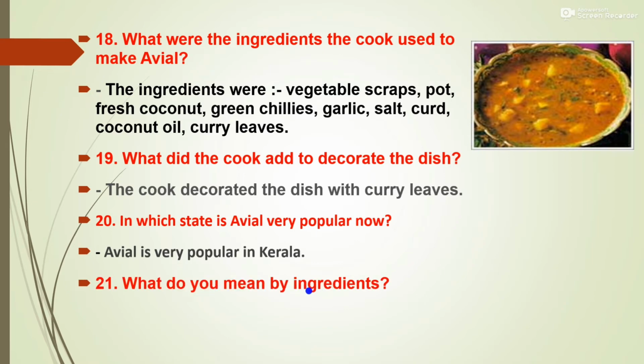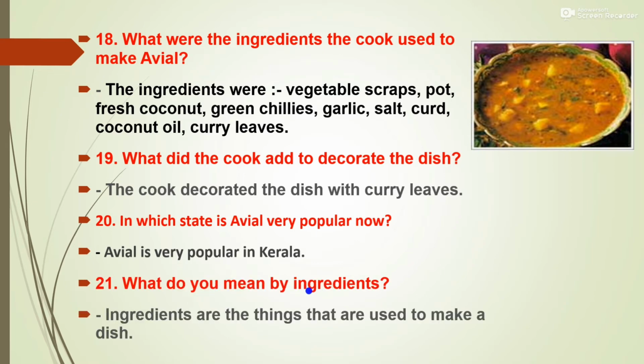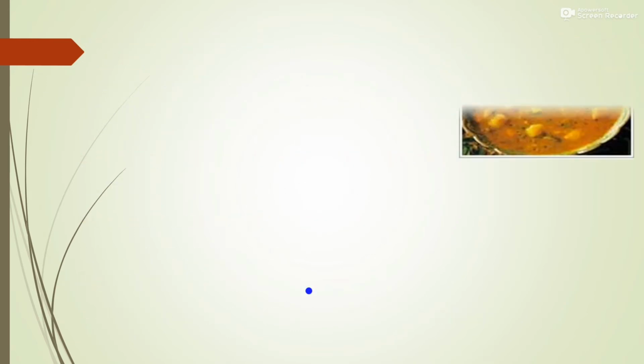What do you mean by ingredients? Ingredients are the things that are used to make a dish. For example, to make dal, we need dal and some vegetables and masala items like garlic and onion, and salt. Okay. And also we need water. Water and salt are needed everywhere. Right, students?